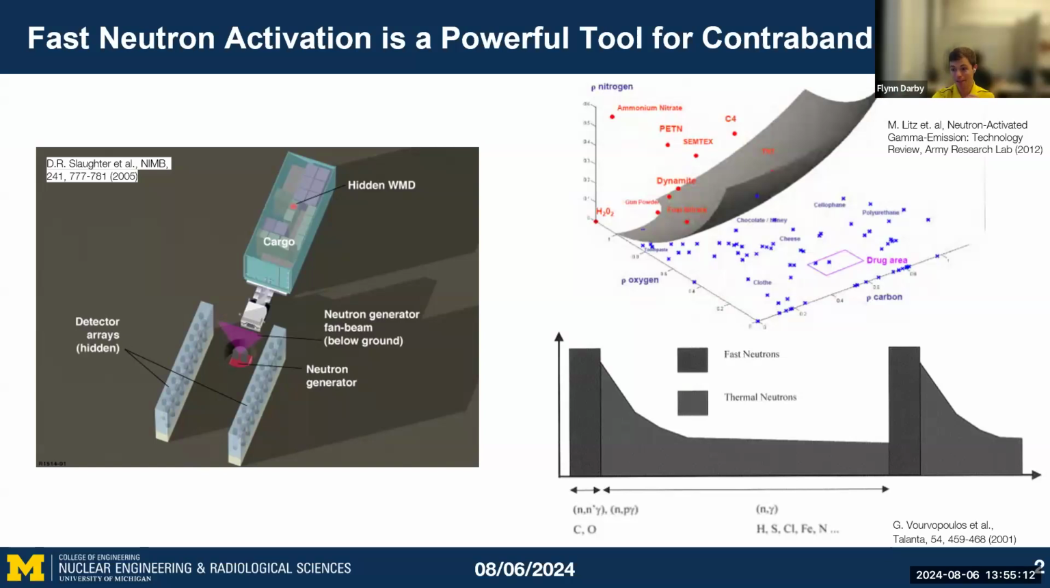Last one. I think this should be an easy one. What if there's a human smuggled in the cargo? Would the person be at risk? Yes, they would definitely receive radiation dose, and that's something that other people have commented on for neutron active interrogation broadly.